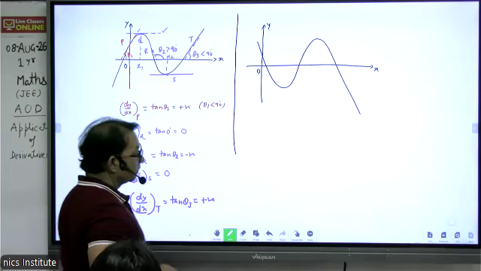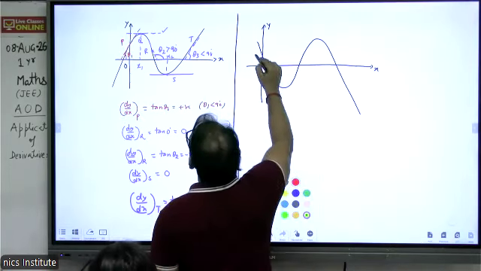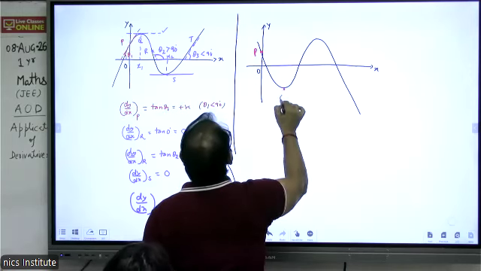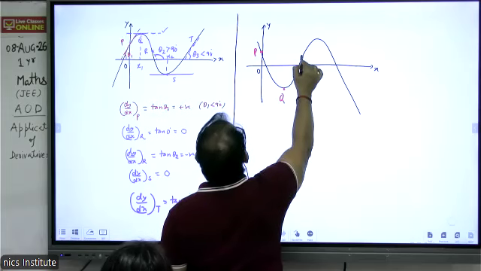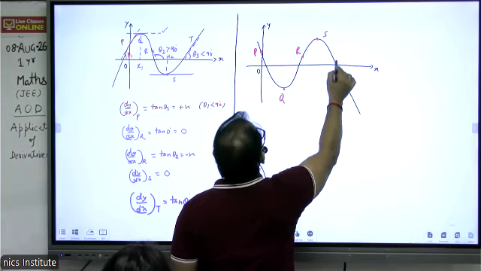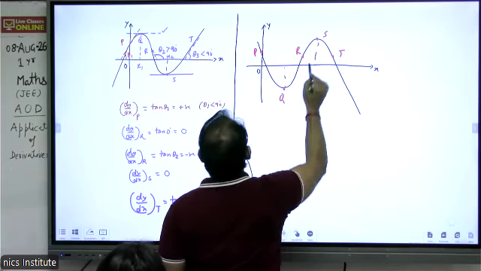Slope is positive. Now can you do the same thing for the points P, Q, R, S, T? Do it yourself. Write it yourself completely.